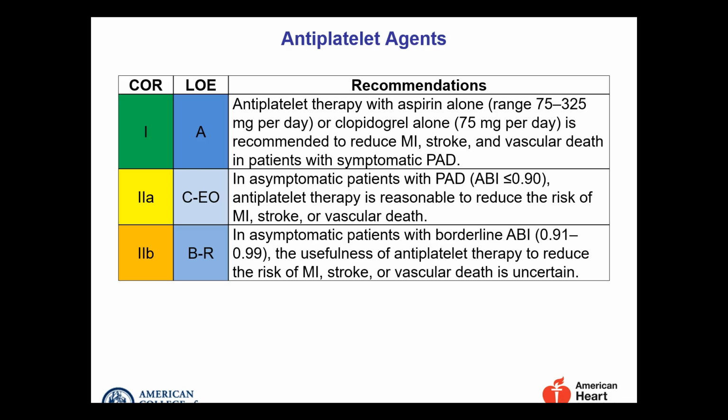So what's the highest recommendation? Aspirin or clopidogrel, your Plavix, is recommended to reduce MI, stroke, and vascular death with symptomatic peripheral arterial disease. Asymptomatic, all right, this is in your ankle brachial index results. It's reasonable, so it's something to consider. Those with borderline, we're not really sure.